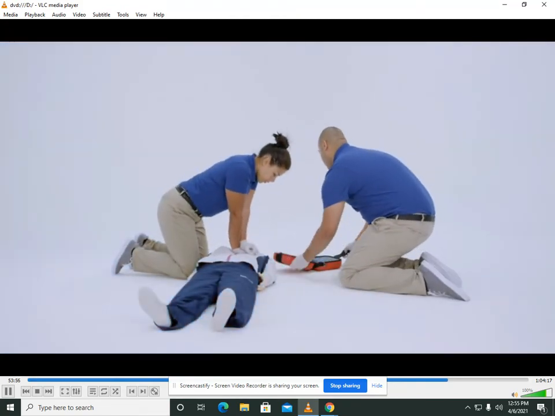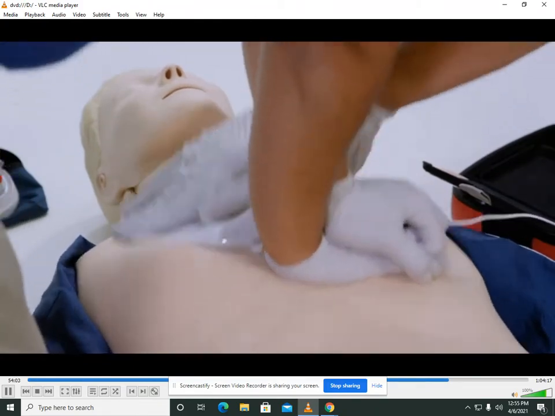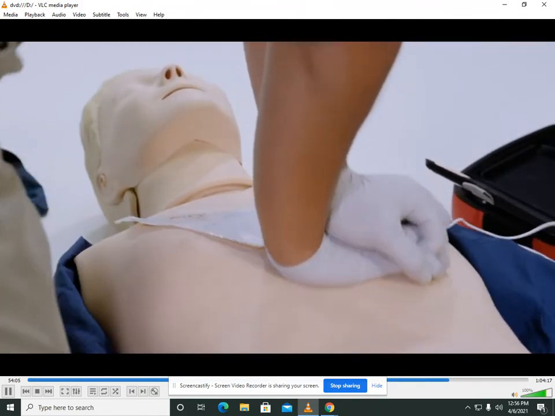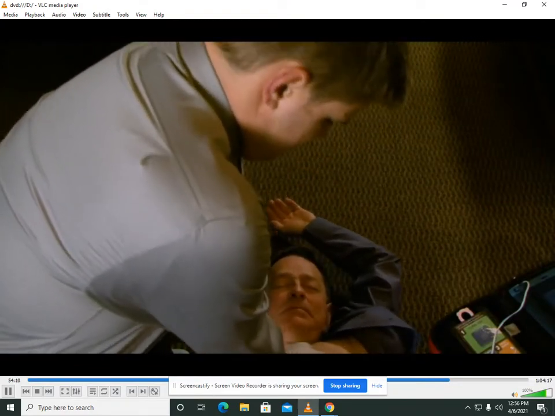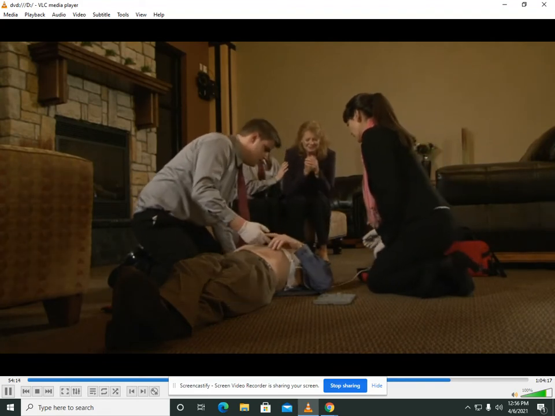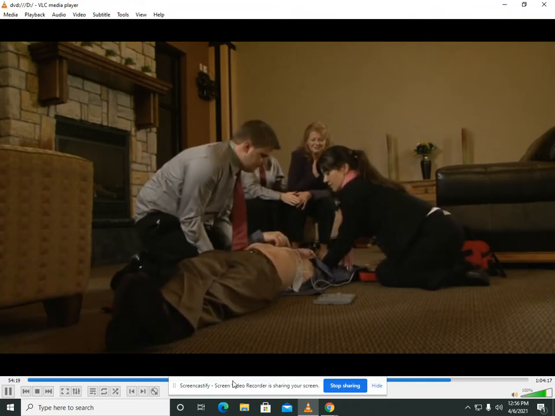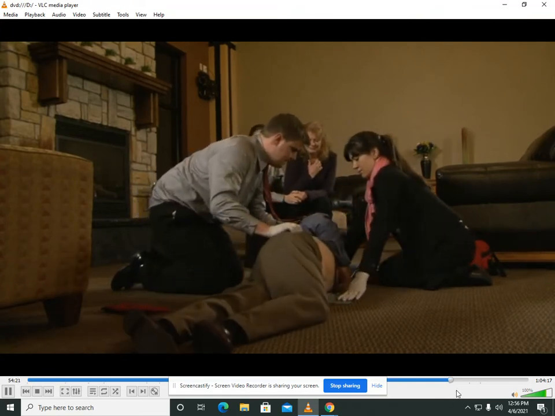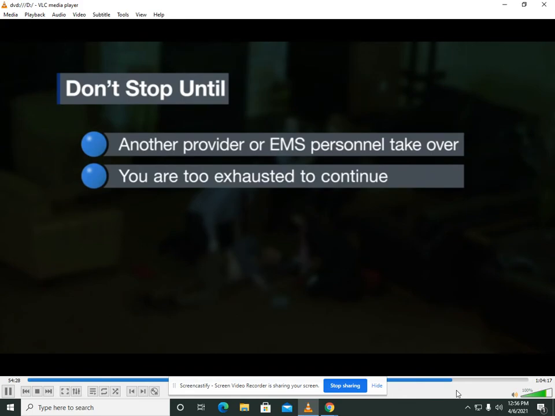When another person is available to operate the AED, do not stop CPR. Continue compressions as best you can until the AED is ready to analyze the heart rhythm. If a person clearly responds, stop CPR and place the person in the recovery position. Leave the AED on and attached in case cardiac arrest returns. Do not stop until another provider or EMS personnel take over, or you are too exhausted to continue.